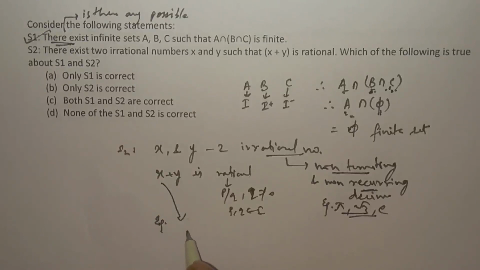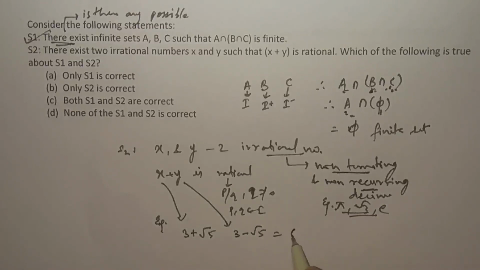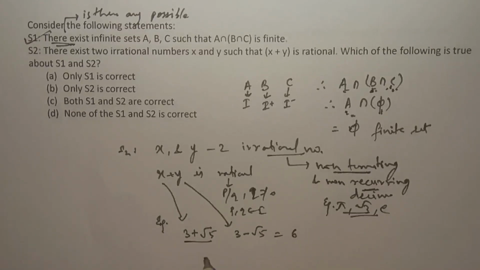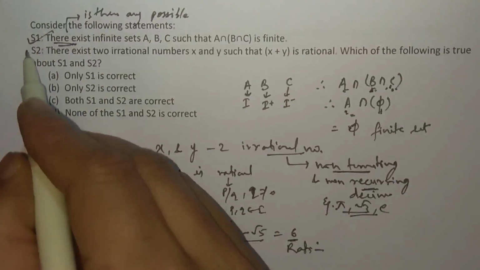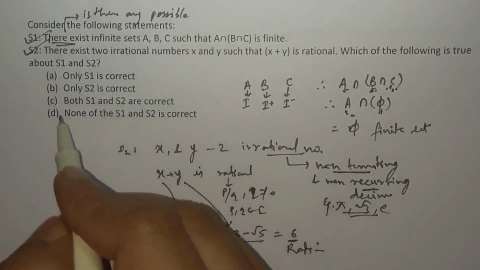Let's say x is 3 plus root 5 and y is 3 minus root 5. If you add both of them, you will get 6. It means one is an irrational number, the second is an irrational number, and the result is 6, which is a rational number. So statement 2 is also correct. Answer is C.